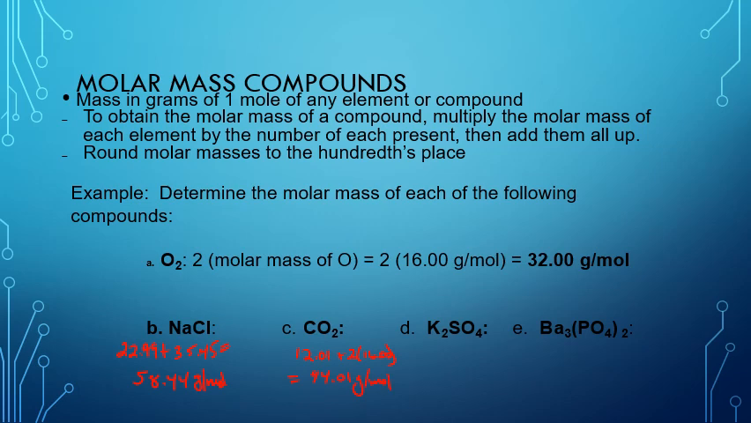When we come to our third example, potassium sulfate, K2SO4, I have 2 atoms of potassium, so potassium's 39.10 plus the 32.07 plus 16 times 4 for a total of 64. So if I add all those masses together, I'm going to grab my calculator really quickly.